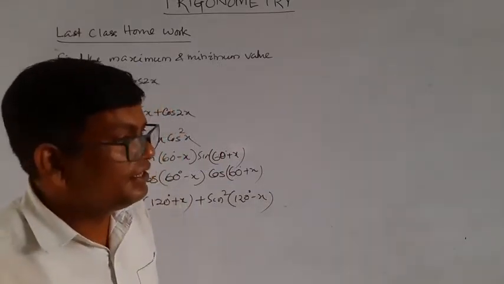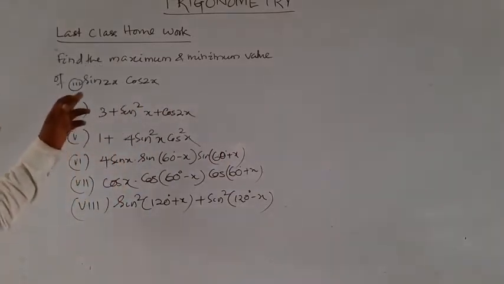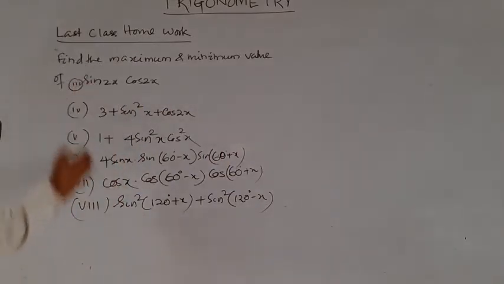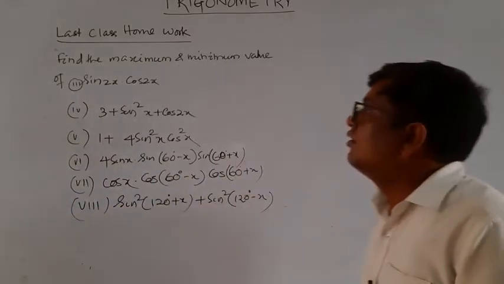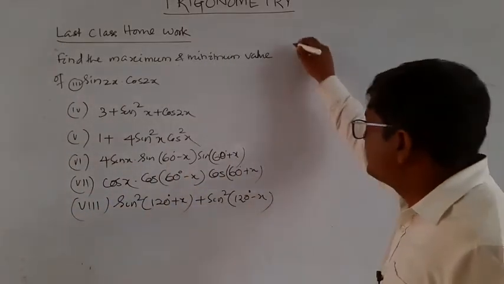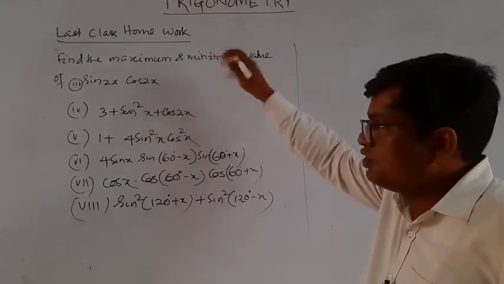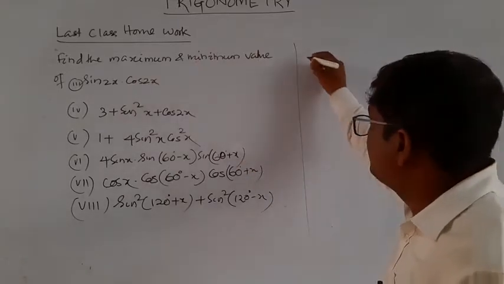Dear students, some questions were homework for you in the last class. These are the questions which were homework for you. So let's check your answers. What is the first? Question 1 and question 2 are completed, and question number 3, third bit, is what?